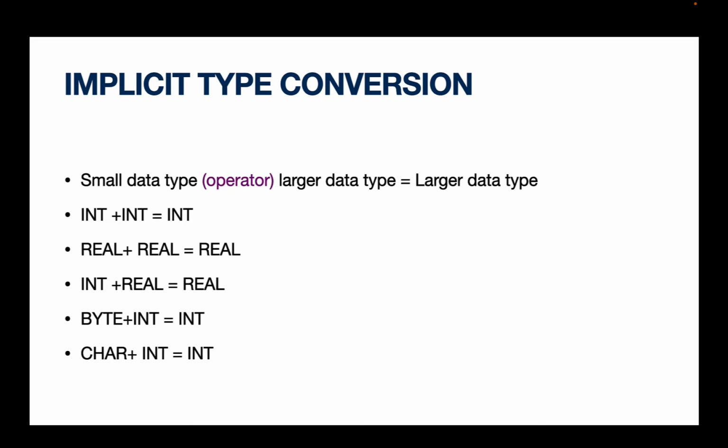A real plus real will give you a real. Int plus real will also give you a real, because real is a bigger data type. Byte plus int will also give you an int because int is bigger, and in the same way char plus int will also give you an int data type as a result, because that's bigger.